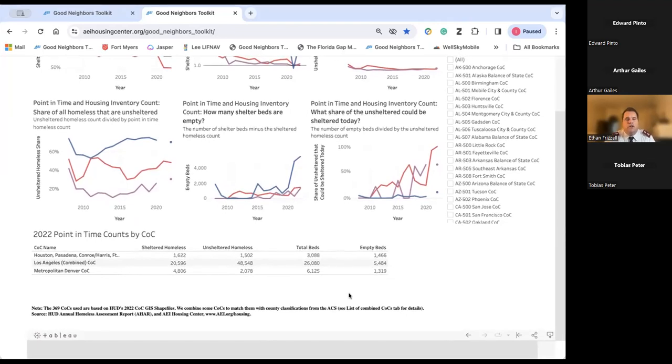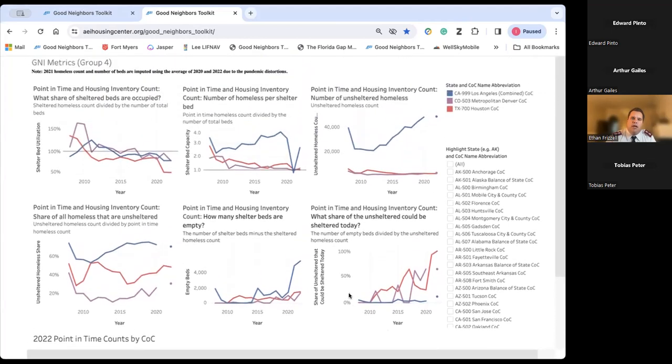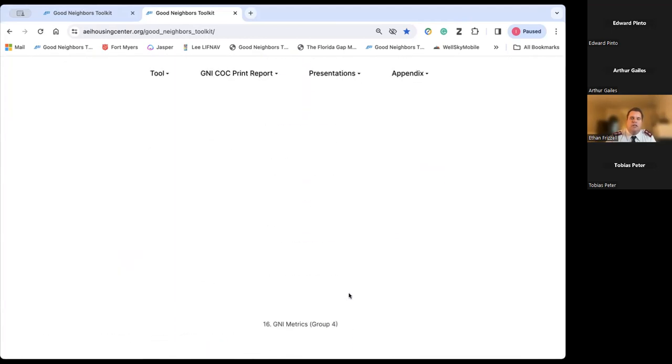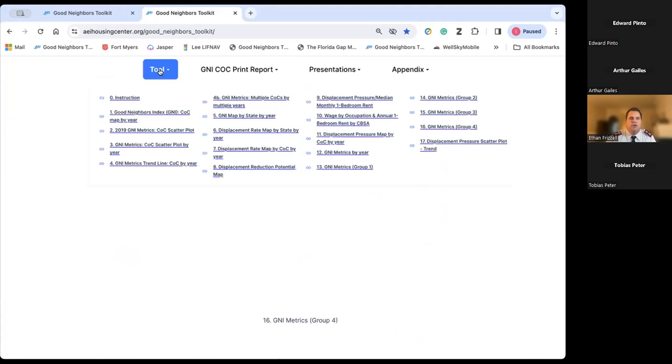Again, to the courtesy and complement of AEI Housing Center, you'll see that the point in time counts by COC, sheltered, unsheltered, total beds, empty beds are all listed on the bottom of the table. And again, that can be downloaded for reporting. And so all of these tools can be used to create reports for your community. And from those reports, create.